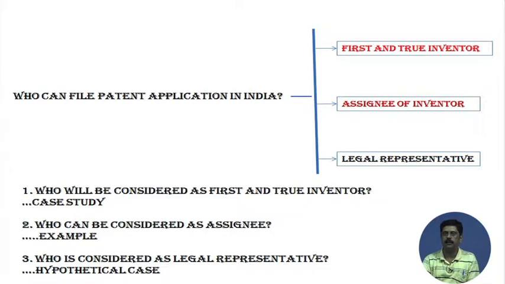If you interpret true, true means not false. First means not second, meaning he has invented that product or process first, and he is the true inventor, not wrongfully obtained from anybody. So that person will be considered the first and true inventor.